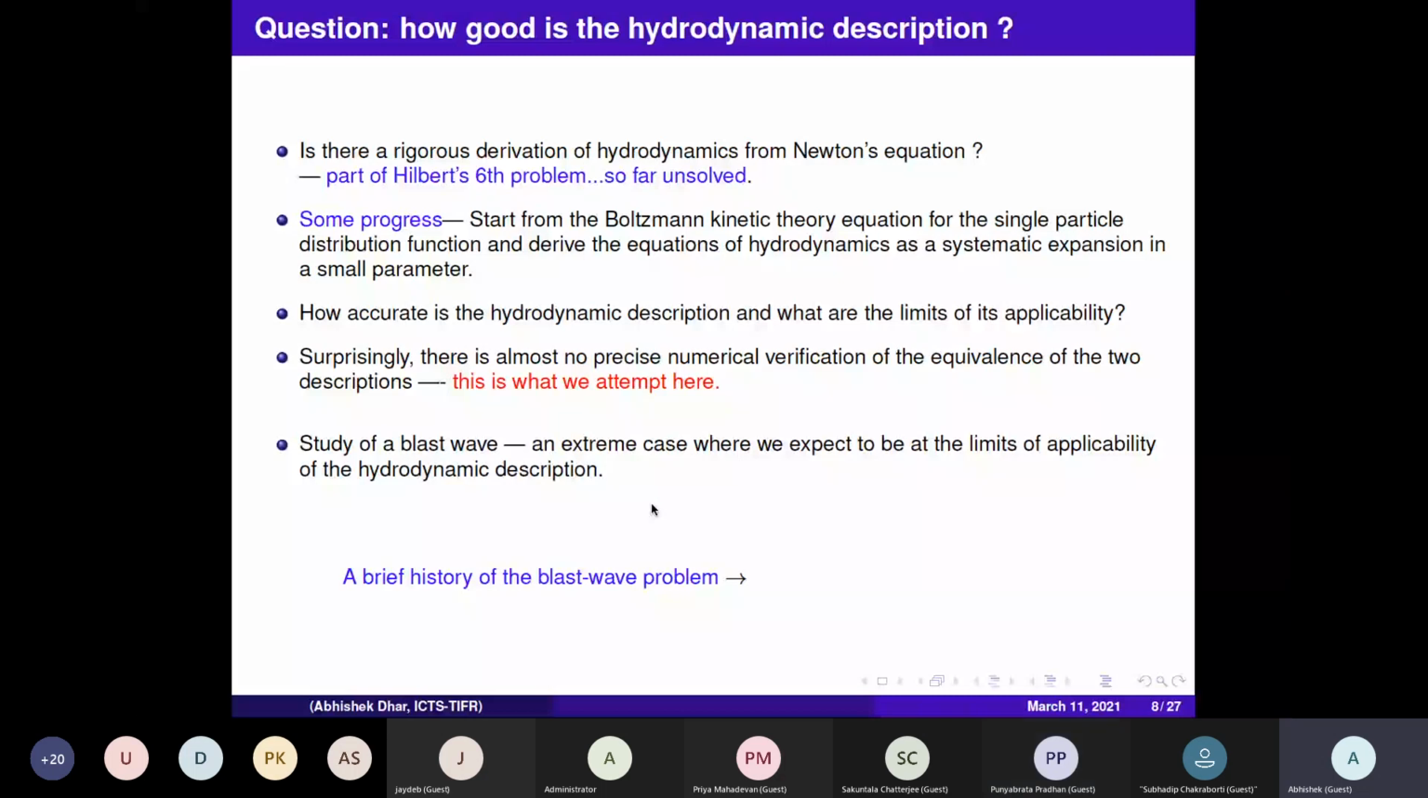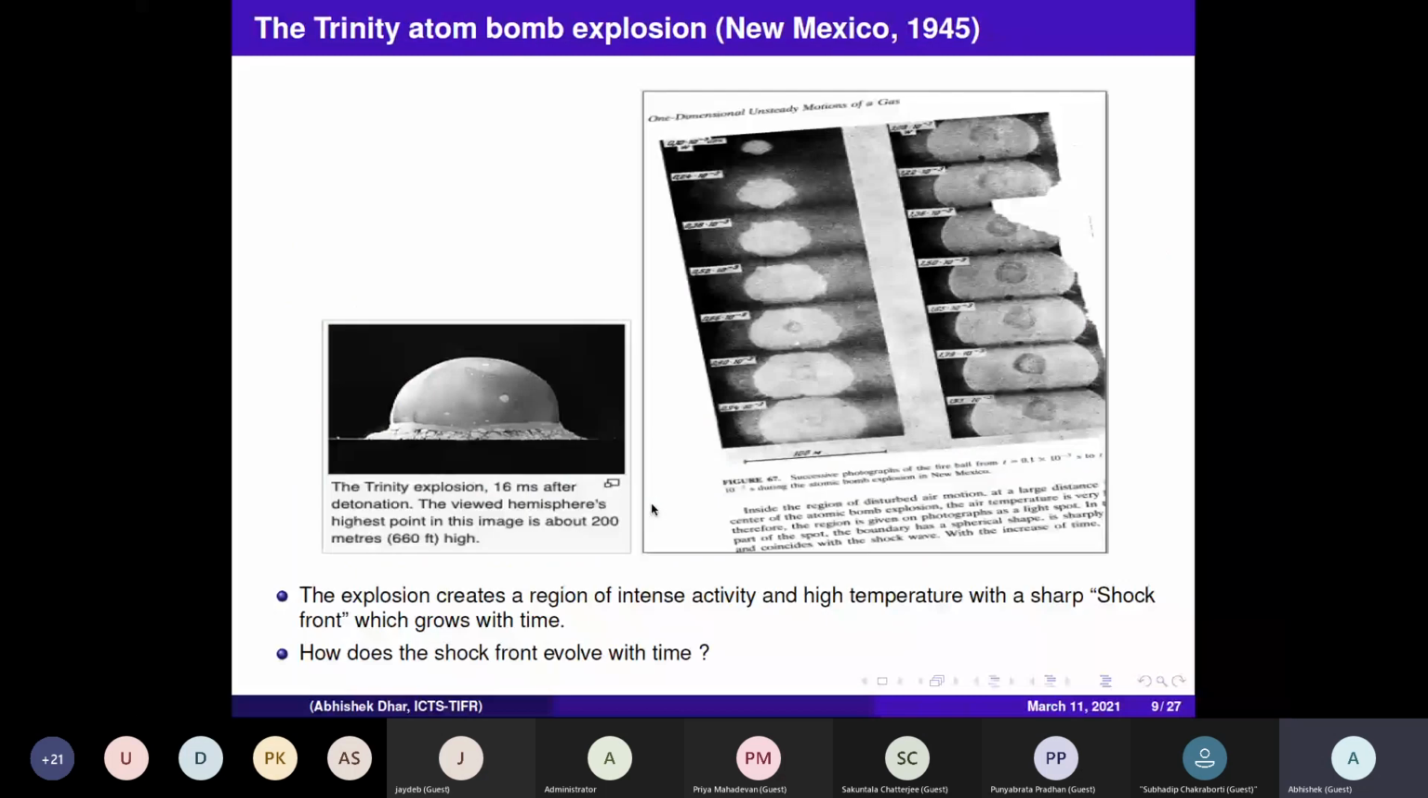Let me just give some history of this blast problem, which is actually very interesting. This was first studied around the time of the atom bomb explosion, the Trinity test, the first test that people did at Los Alamos to see whether this works or not, in 1945. The picture on the left is the explosion after 16 milliseconds. After 16 milliseconds, an extremely small time, it's already 200 meters in diameter.